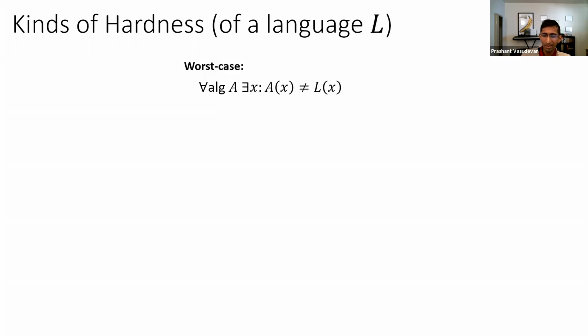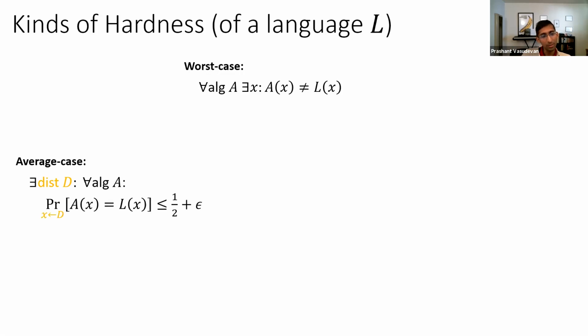The next level of hardness that we usually talk about is average case hardness, where you switch the quantifiers and say that there exists a distribution over inputs such that for any algorithm you take, it is wrong with some probability over this distribution. So you fix the distribution over inputs before you fix the algorithm. And this is a stronger notion of hardness than worst case hardness, and it implies worst case hardness.